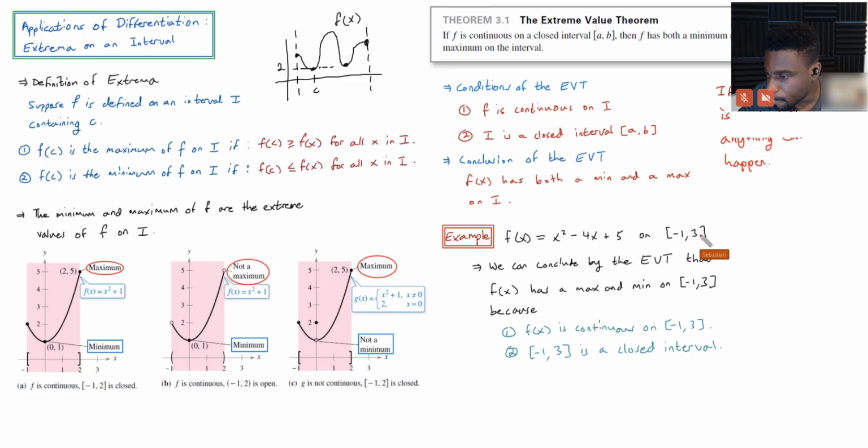The second is that we have a closed interval. So -1 to 3 is closed. So that meets the second criteria. So now we can conclude that by the extreme value theorem, f of x has a maximum and a minimum on the closed interval -1 to 3.